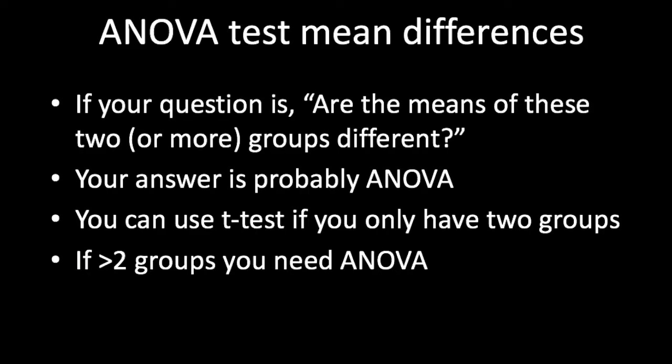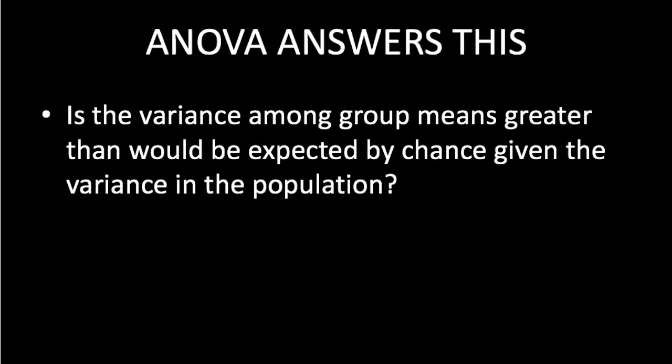Well, one-way analysis of variance. So let's take a brief review of that. The ANOVA tests mean differences if your question is, are the means of these 2 or more groups different? If you only have 2 groups, you could do a t-test, get the same results. If you have more than 2 groups, you need to do an ANOVA. If you only have 2, you could use a t-test or an ANOVA, whatever makes you happy.